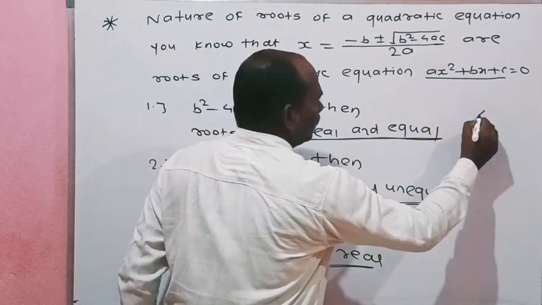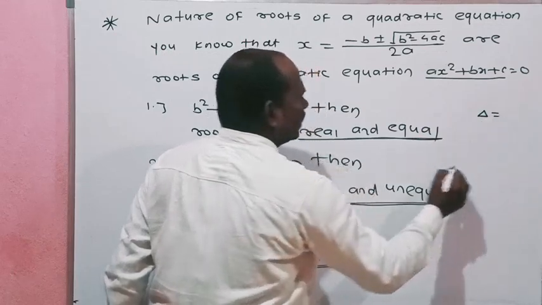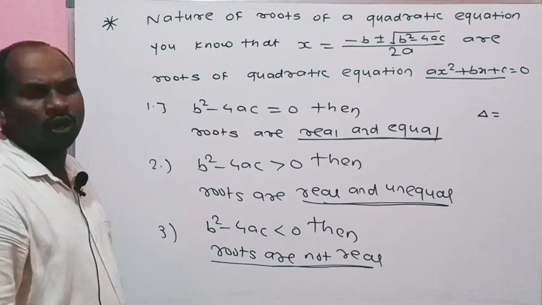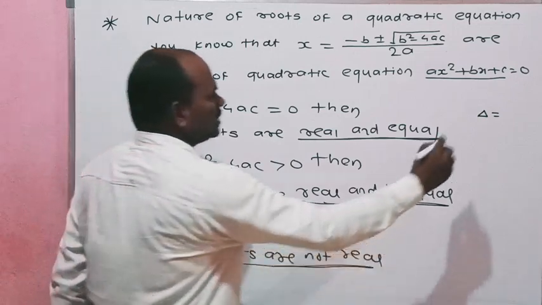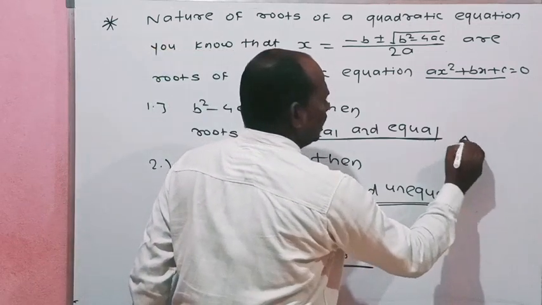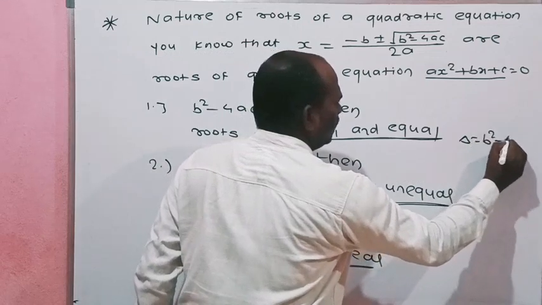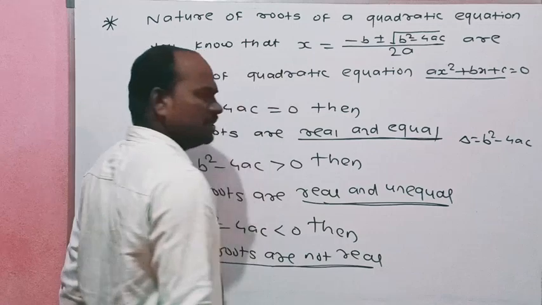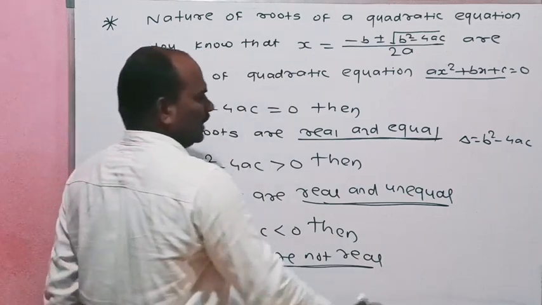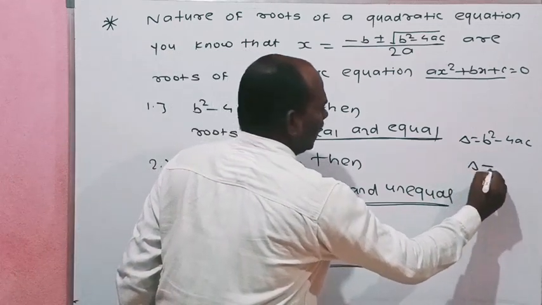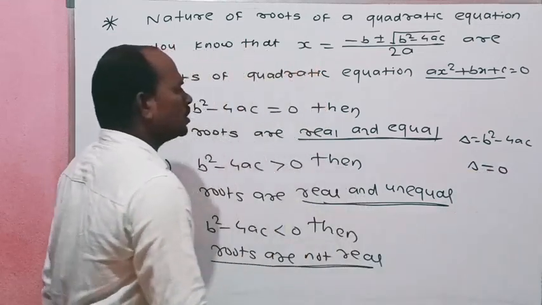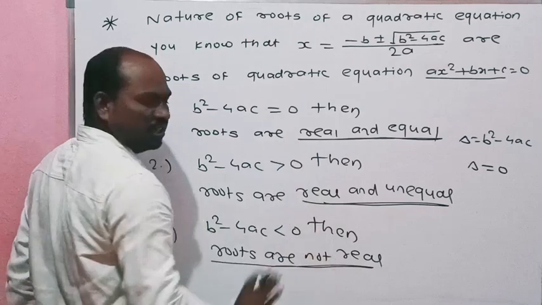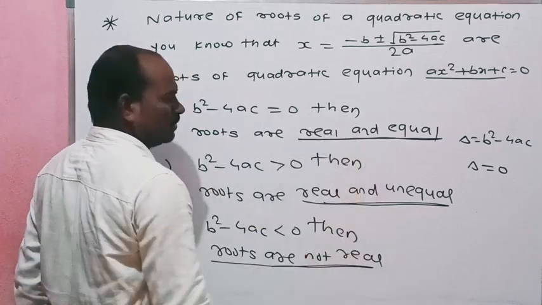delta is the discriminant of quadratic equation and its value is delta equal to b square minus 4ac. In the simple way, if delta equal to 0, the roots are real and equal.